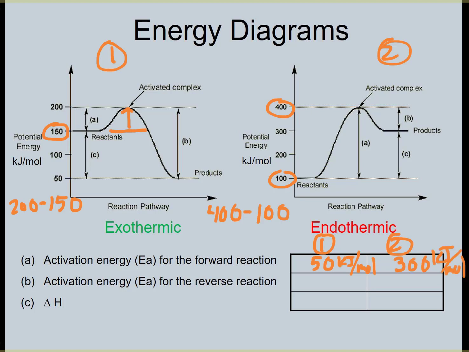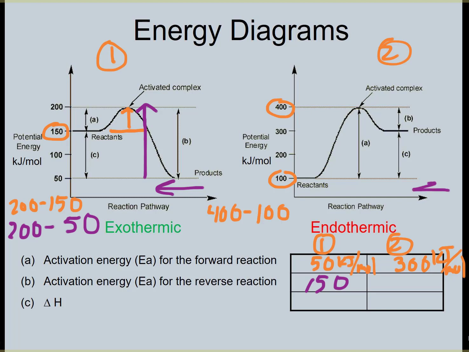We can also have the reverse reaction. So that would be starting with products and going to the reactants. So going backwards, so going this way, I start with products and I go to the top of that energy hill. So I'm going to have 200 minus 50. So that activation energy would be 150.